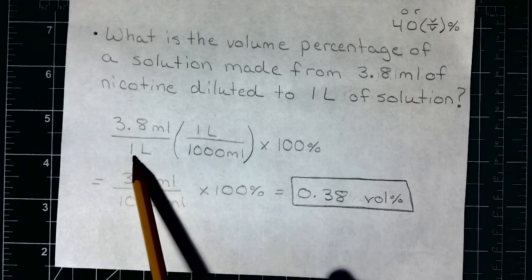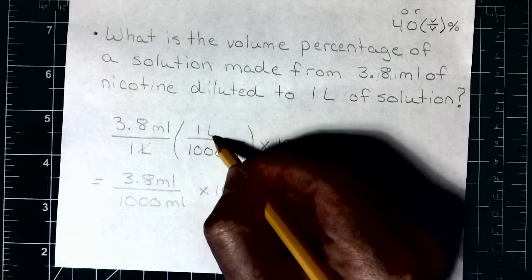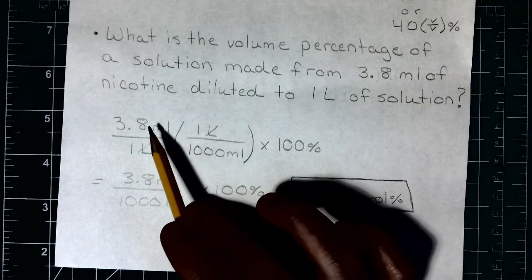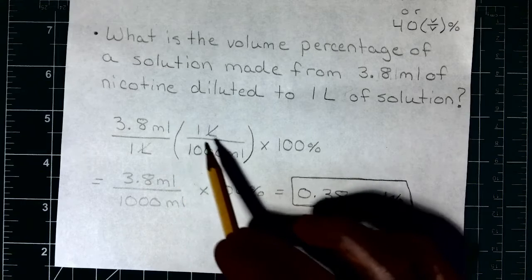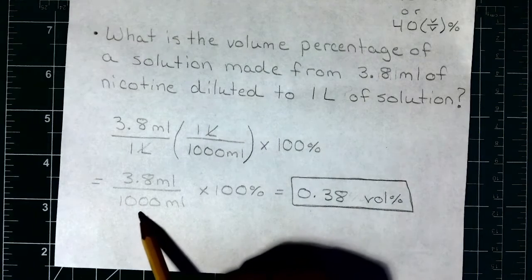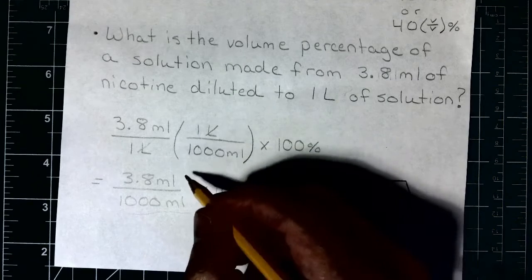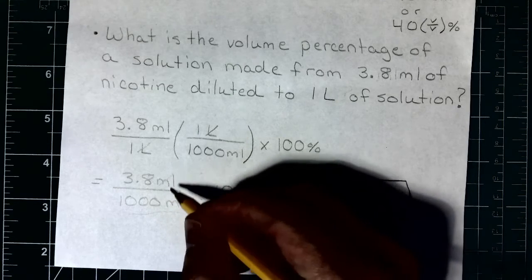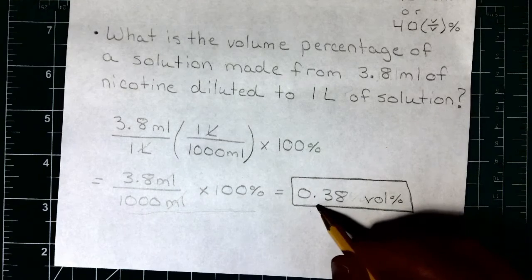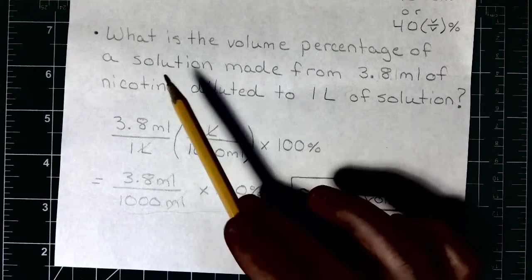So in this case, I chose to convert the liters on the bottom here to milliliters. I would now have 3.8 milliliters divided by 1,000 milliliters times 100%. You can see, and I've rewritten that down here. These units then cancel. And when I do my math up, I see that I have 0.38 volume percent solution of nicotine.